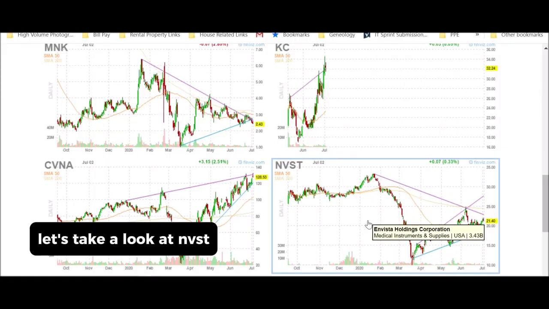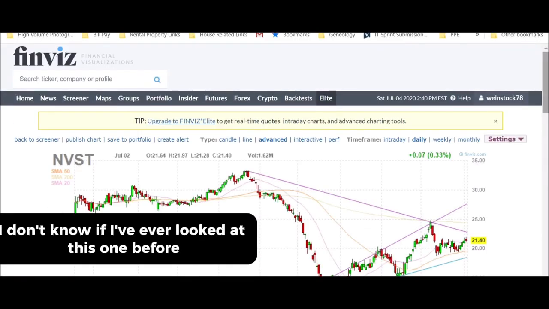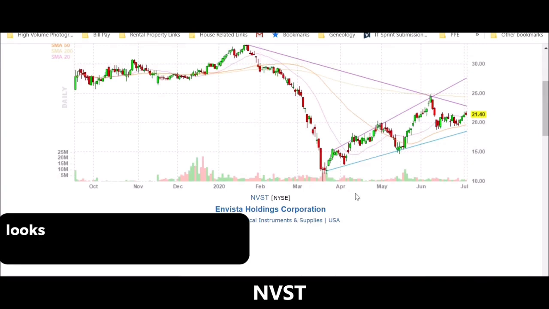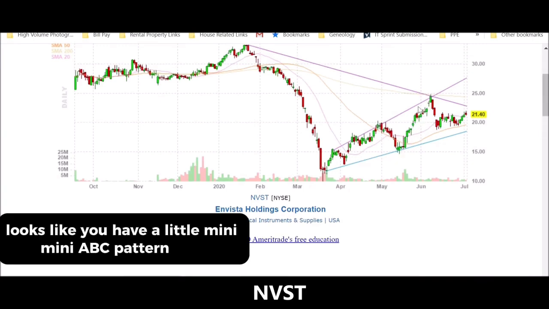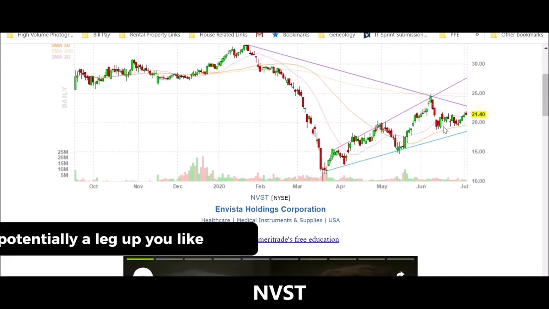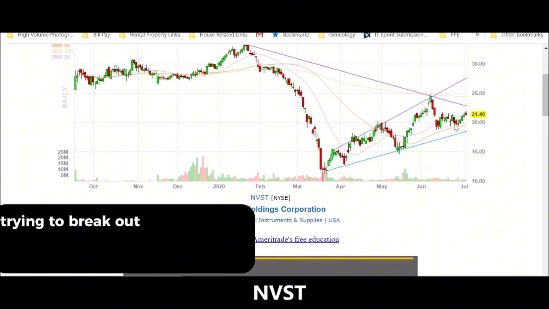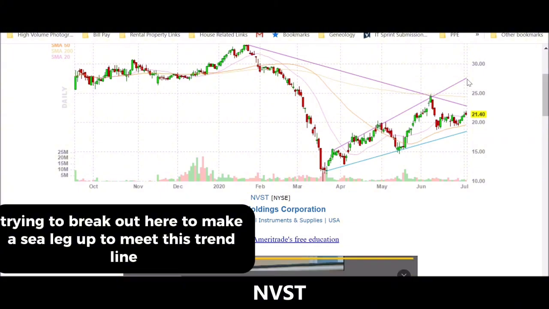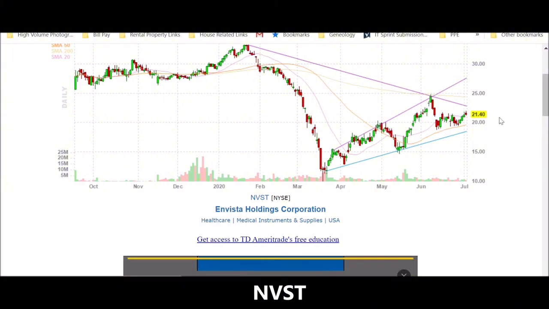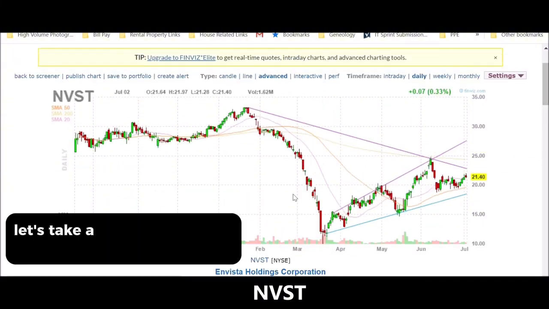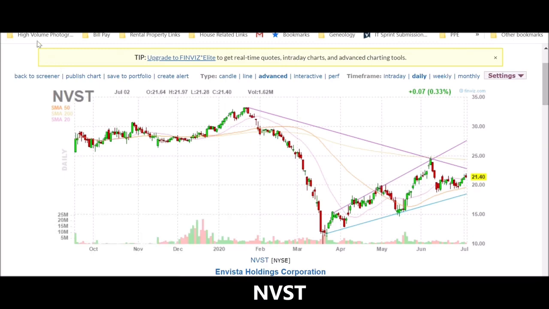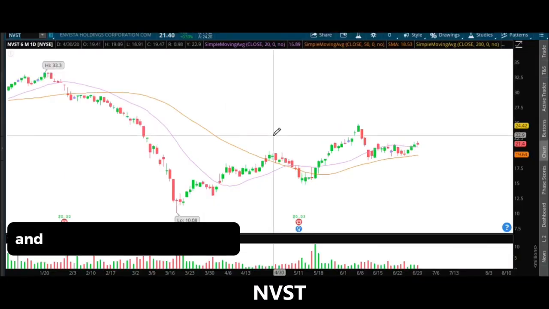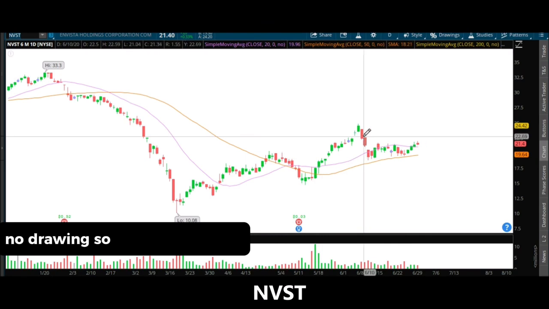Let's take a look at NVST. I don't know if I've ever looked at this one before. Looks like you have a little mini ABC pattern here potentially. A leg up, B leg down. Trying to break out here to make a C leg, up to meet this trend line that they auto draw in here. Let's take a look at this on the chart. NVST. Yeah, nothing on this chart yet, no drawings, so that's a good thing.